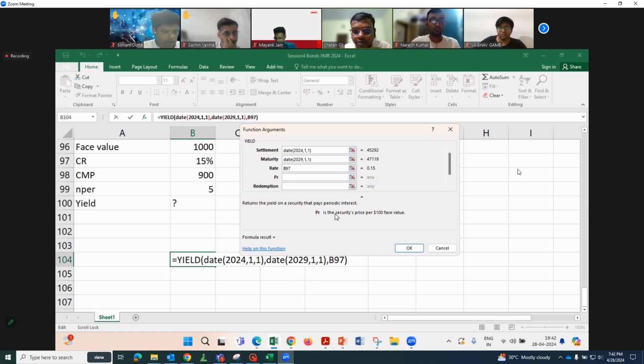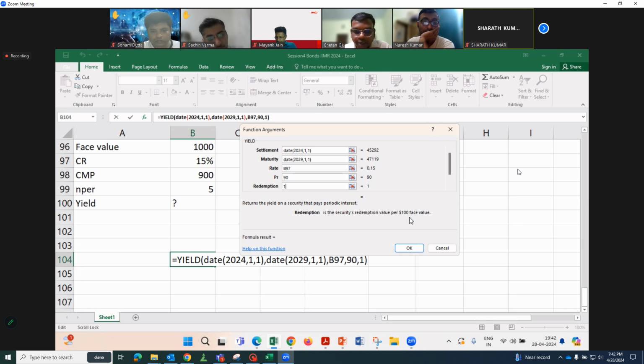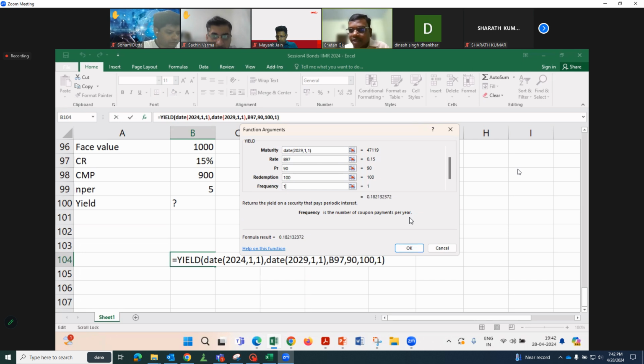The security's price per 100 face value is how much? I should put it here now. 90. Very good. So redemption is how much? How much should I put? 100, correct. So next is frequency is 1, because it's annual. So basis we are skipping.